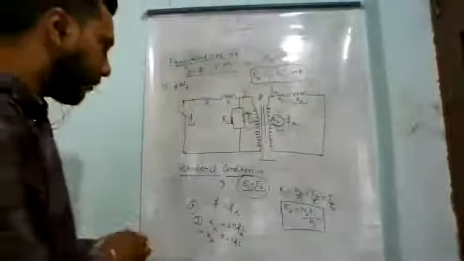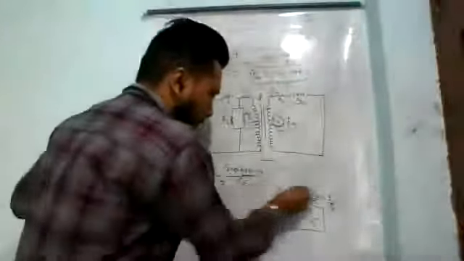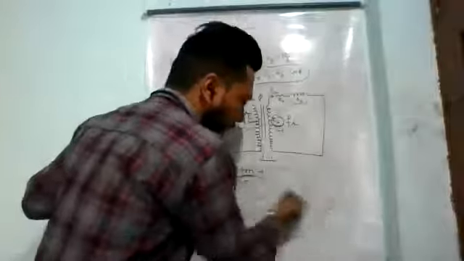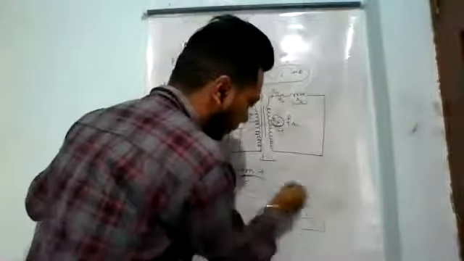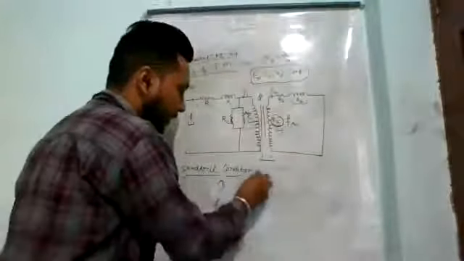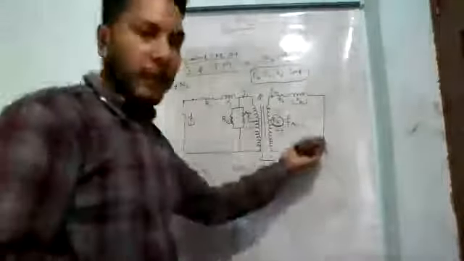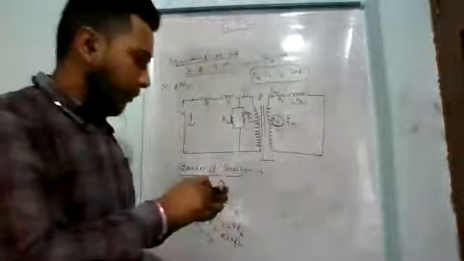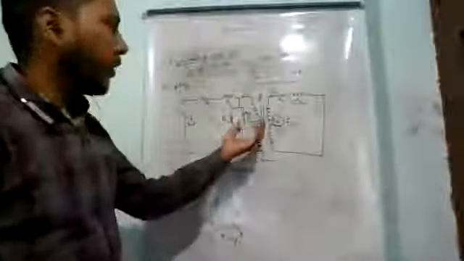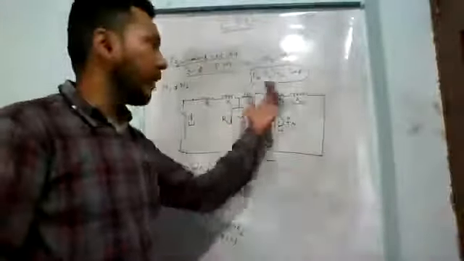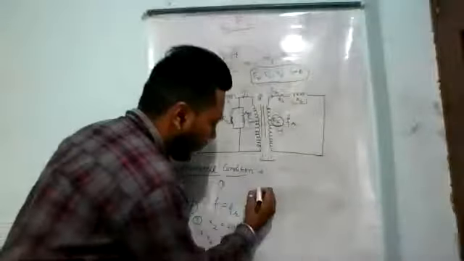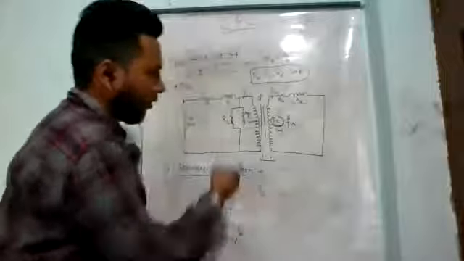Now, what is the value of current at standstill condition? We are talking about the secondary side current at standstill condition. Why do we calculate secondary side parameters? Because the rotor is connected at the secondary side, that's why we calculate the parameters of the secondary side. Now what is the value of the current I2 on the secondary side?